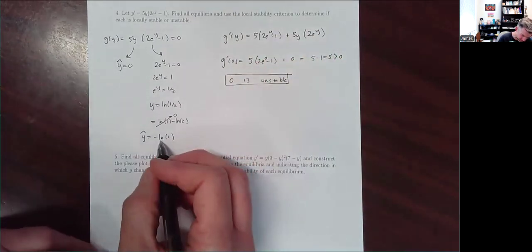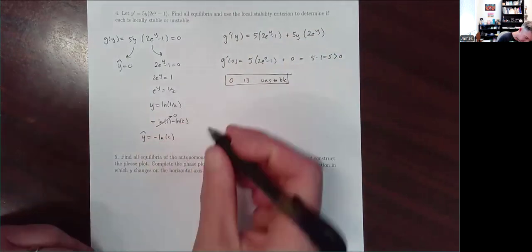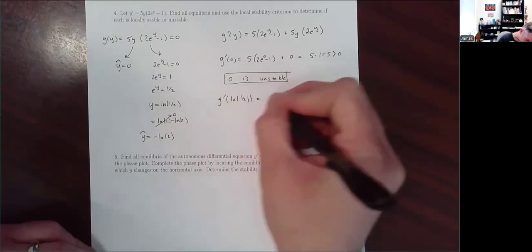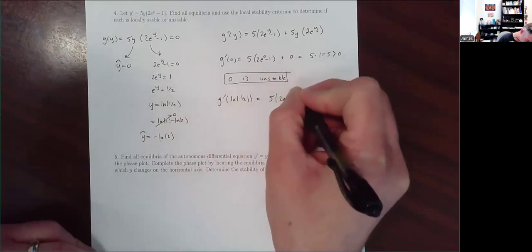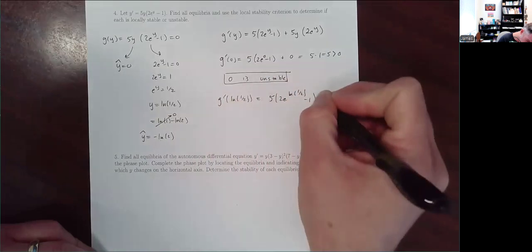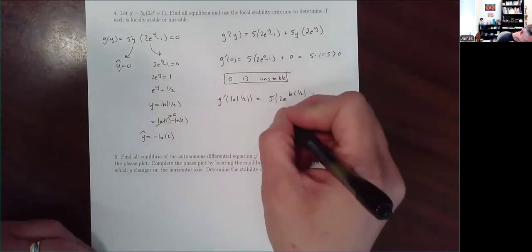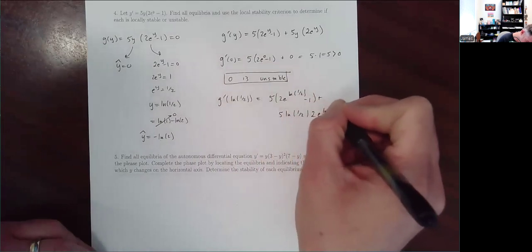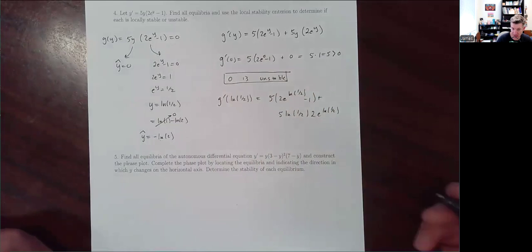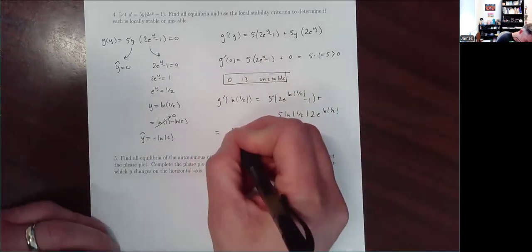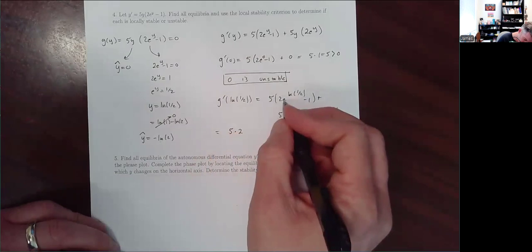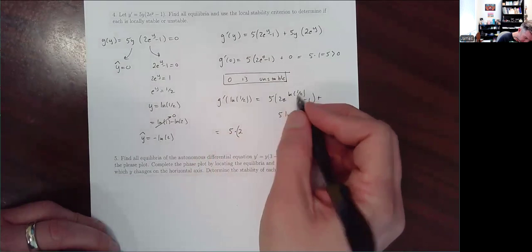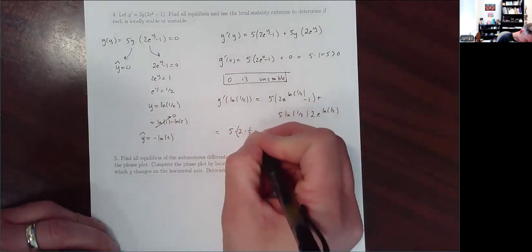Plugging in negative natural log of 2, or actually it's probably going to be easier, right? It's natural log of 1/2. g prime of natural log of 1/2 is going to be 5 times 2 e to the natural log of 1/2 minus 1 plus 5 natural log of 1/2 times 2 e to the natural log of 1/2. e to the natural log of something is just that something, so we're going to be getting 5 times 2 times e to the natural log of 1/2, which is just 1/2, minus 1.